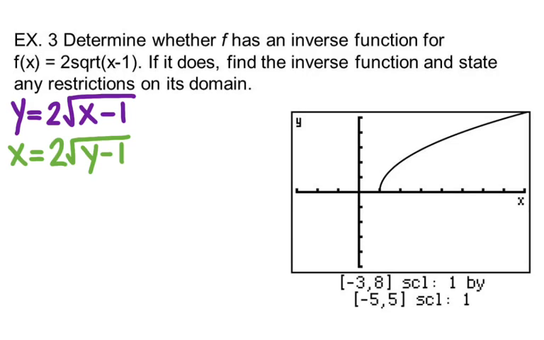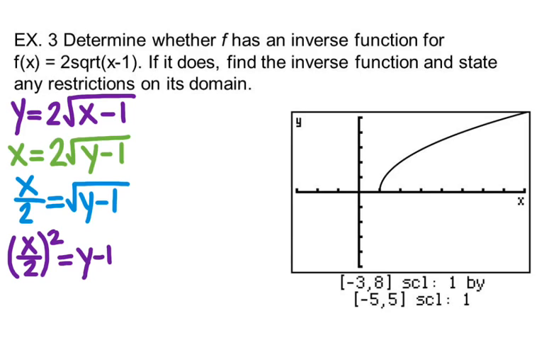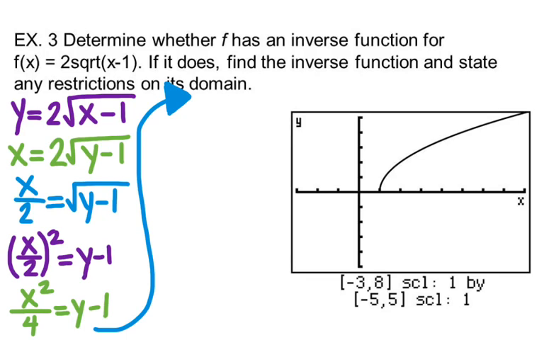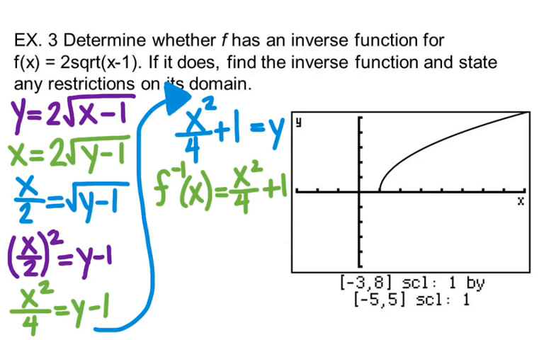I'm going to switch the x and y's. And now my job is to solve for the new y. So I'm going to divide both sides by 2. To get rid of the square root on the right, I need to square both sides. So this is going to be (x over 2) all squared equals y minus 1. When I square x over 2, that's going to be x squared over 4. Now I can just add the 1 that's on the other side. So x squared over 4 plus 1 equals y. Since y is by itself, we're going to replace y with f inverse of x. So f inverse of x equals x squared over 4 plus 1.